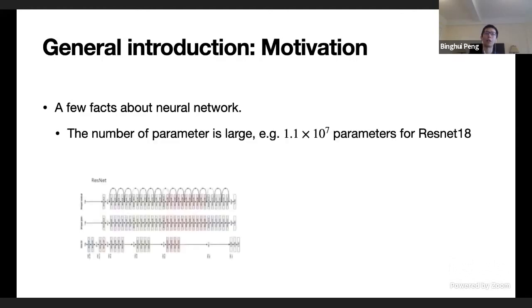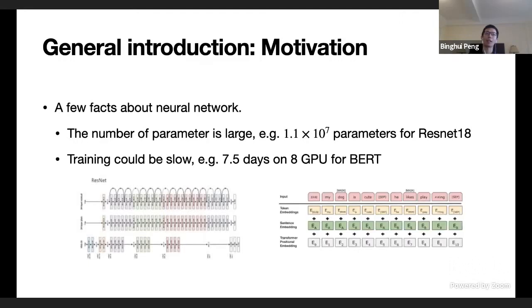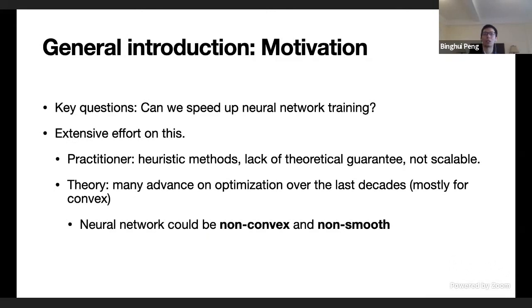First, the number of parameters of a neural net could be very large. For example, it could be over 10 million parameters for ResNet 18. And the number of parameters could be even larger if the neural net gets deeper. The second fact is that training neural nets could be really, really slow. For example, it takes over 7 days on 8 GPUs to train just a single state-of-the-art language model called BERT. So, as one can see, the training time could really be a bottleneck of practical deep learning. And the key question we consider here is: can we speed up neural network training?